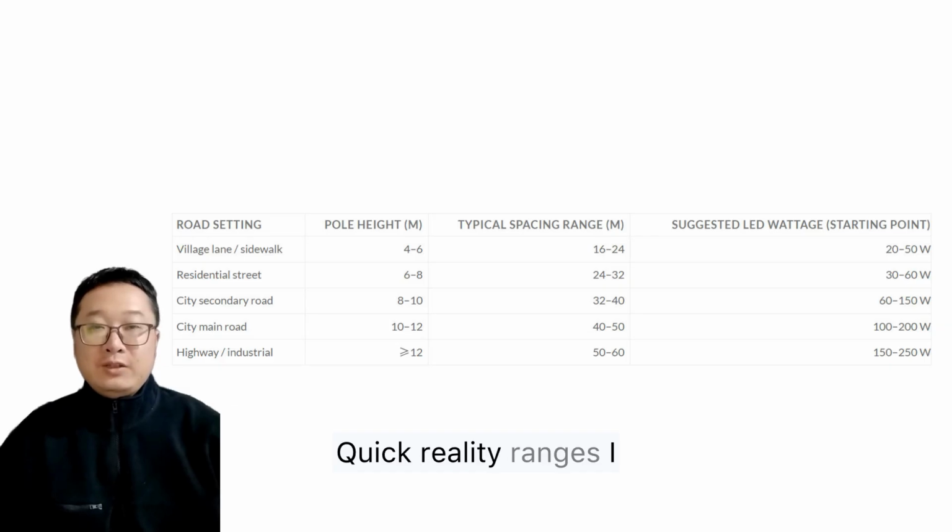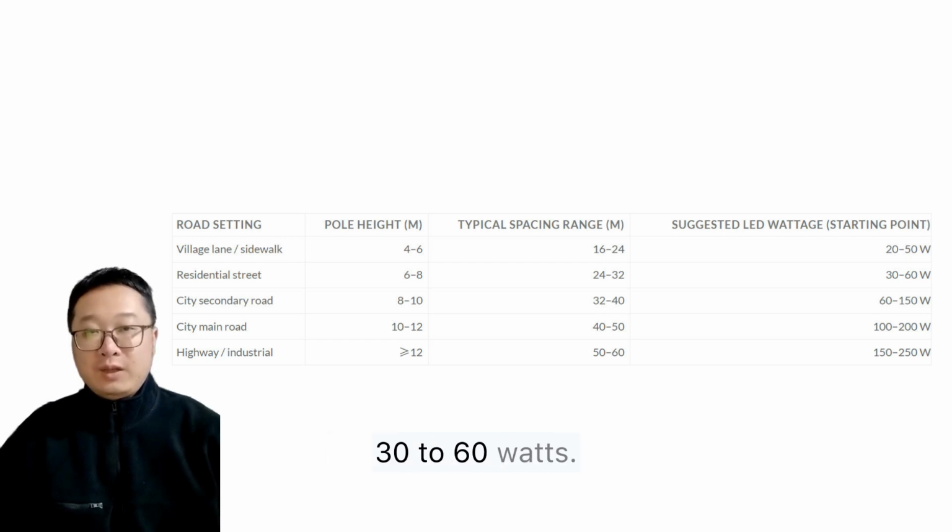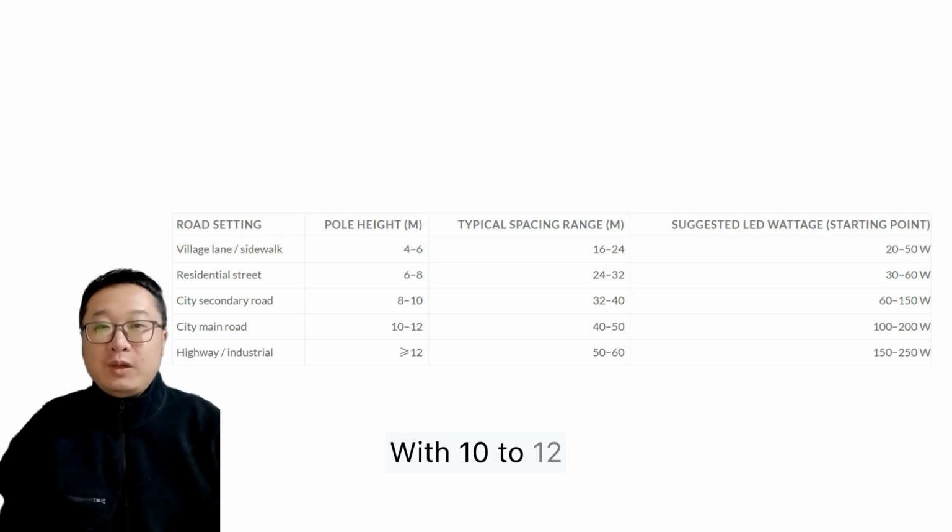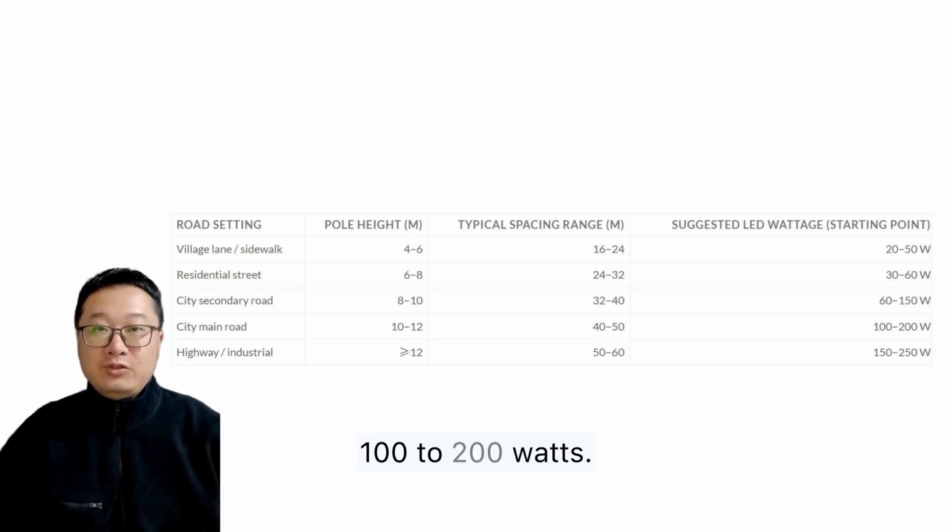Quick reality ranges I often see. With 4 to 6 meter poles, many projects land around 20 to 50 watts. With 6 to 8 meter poles, it's often 30 to 60 watts. With 8 to 10 meter poles, it can jump to 60 up to 150 watts. With 10 to 12 meter poles, it's commonly 100 to 200 watts. And for 12 meters and above, it can be 150 to 250 watts. These are ranges, not a final answer. The final answer comes from lux.